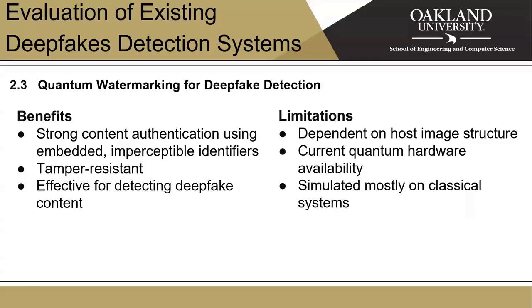Some limitations of quantum watermarking are that its effectiveness is highly dependent on the host image structure, and that this is a very new technology that is still being actively researched, so it has only been tested on classical systems, which differ in how it may be used in real life. It is also limited by the current quantum hardware availability.